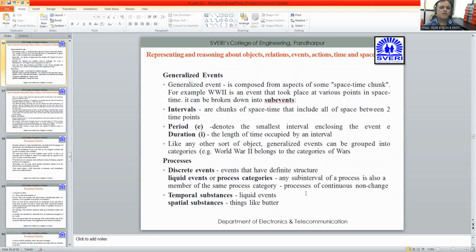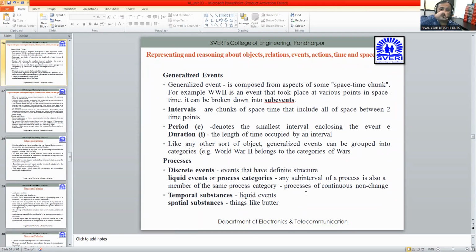Now, a generalized event is composed from the aspect of some space-time chunk. For example, World War II is an event that took place at various points in space-time. It can be broken down into sub-events. That is a generalized event. So an event has occurred, like World War II, and we can break it into sub-events. What we are doing is considering the space-time chunk. A space-time chunk is nothing but breaking down events into sub-events, and that is nothing but the generalized events.